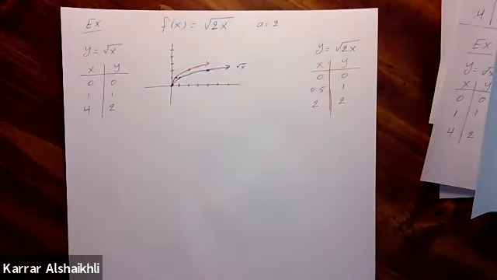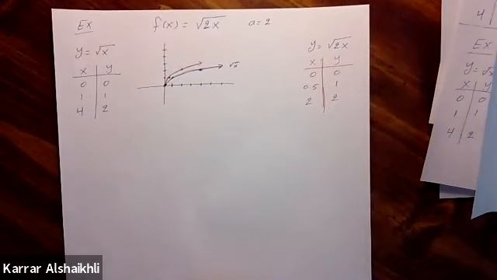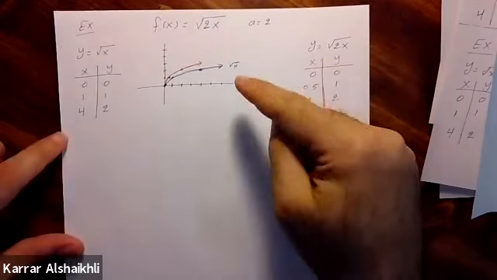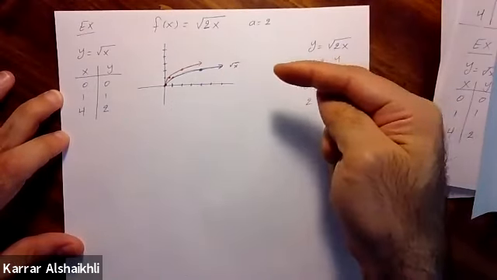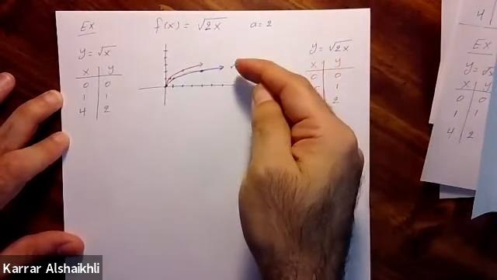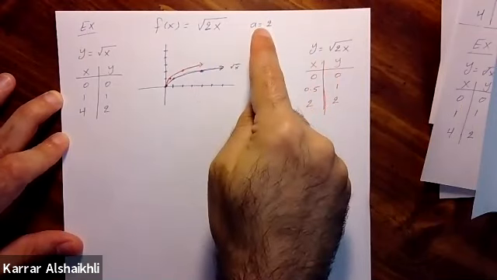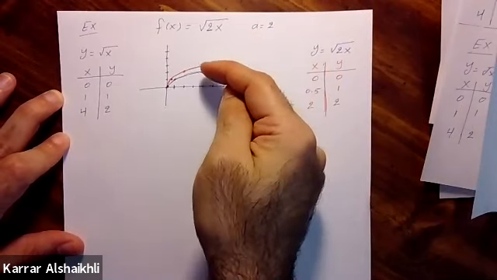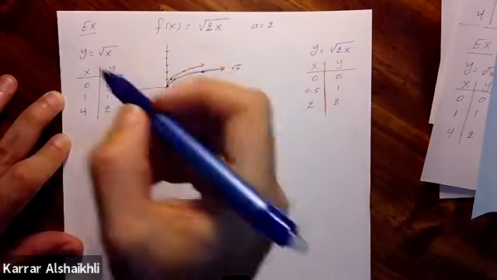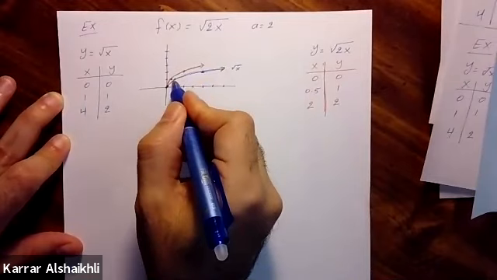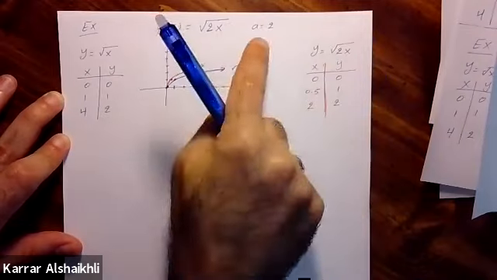Check what happened to the graph. This is a horizontal shrink. That means this is the graph, and I'm going to push the graph horizontally like this. I'm going to push the graph from here, horizontally by a factor of 2. So this point moved to here, this point moved here, and this point moved here. So the whole graph is shrunk by the factor 2.